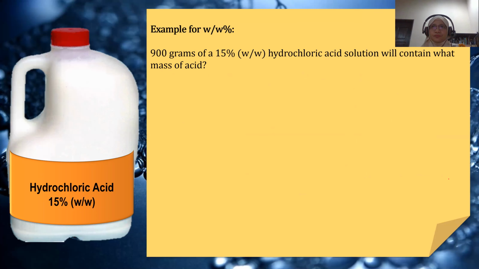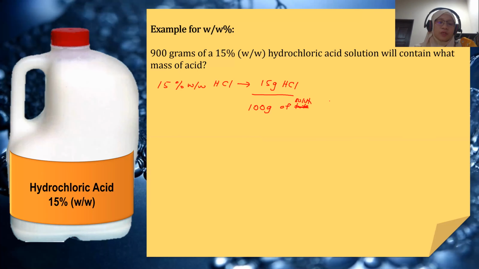Okay, so we need to first define the percent solution. 15% weight over weight of HCl, hydrochloric acid, actually means 15 gram of HCl is present in every 100 gram of total weight of the mixture, the chemical mixture or solution.